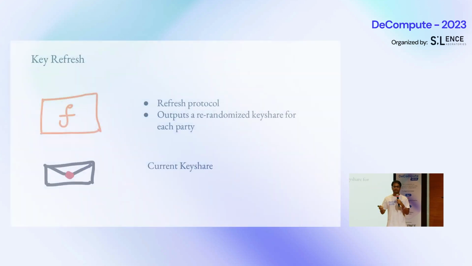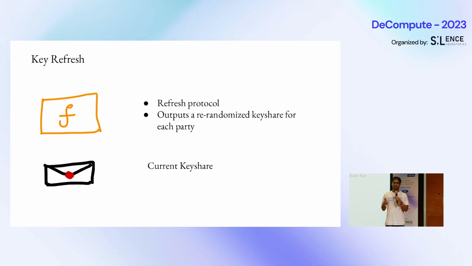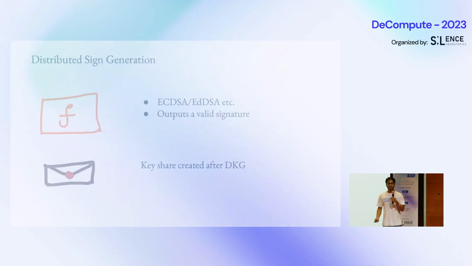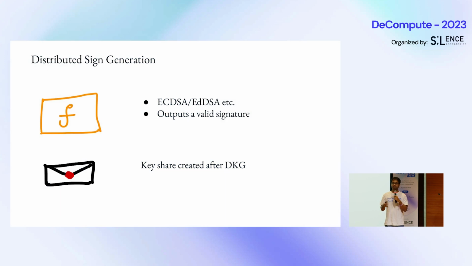An interesting thing with MPC protocols, we have this notion of key refresh, where you can run a protocol to refresh or re-randomize your key shares. And that's the function that's being run for key refresh, and the input is the current key share that the party holds. And for distributed sign generation, we run any signing algorithm. Commonly used are ECDSA and EdDSA. And it outputs a valid signature. And we give the key share that we have after DKG.